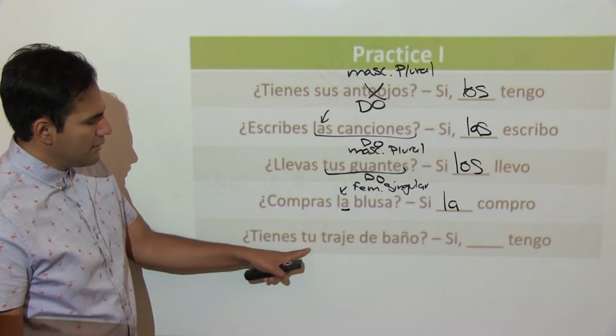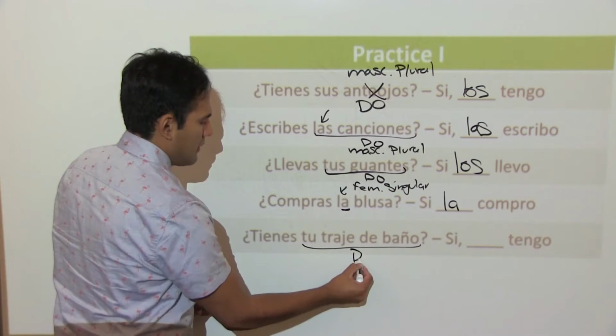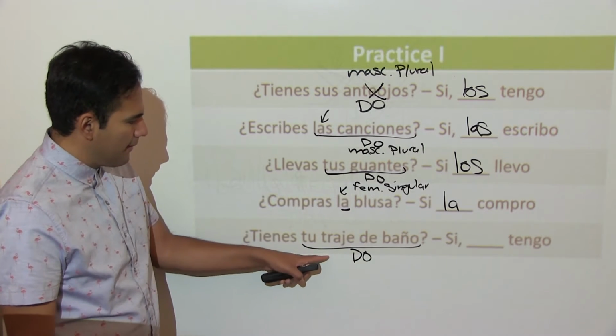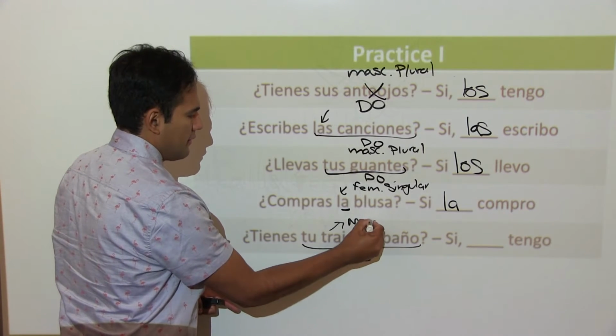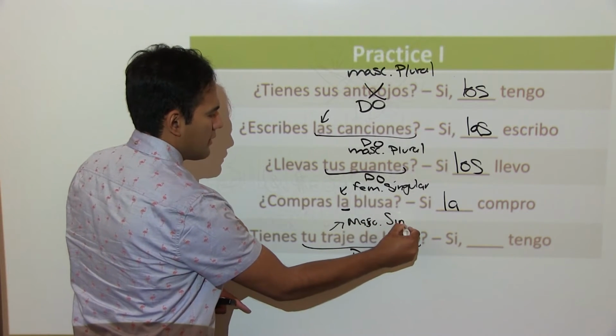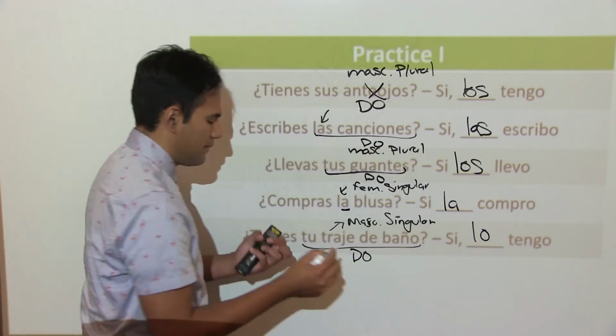And the last one, ¿tienes tu traje de baño? Traje de baño is going to be the direct object. Traje de baño is masculine, singular. Therefore, it's going to be lo.